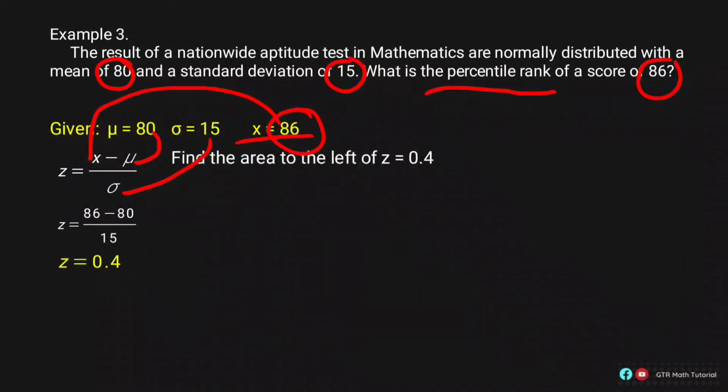Okay, so next step, find the area to the left of z equals 0.4. So kunin ang area to the left because ang hinahanap natin is percentile rank. So ang percentile rank lagi nagsisimula sa area ng left, papunta dun sa z-score. Okay, so draw the graph.